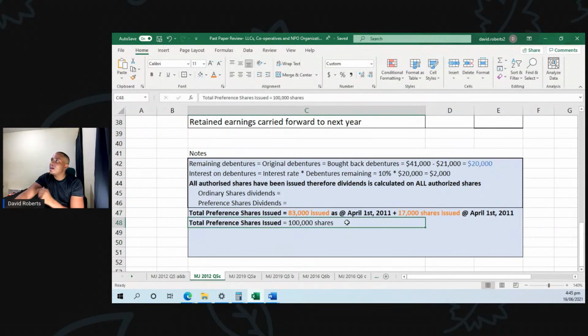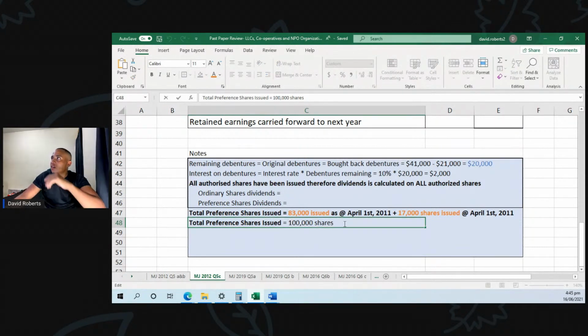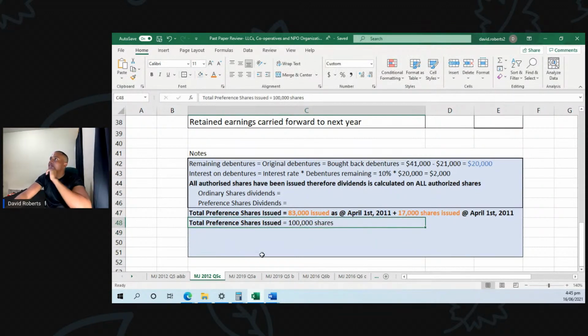And so therefore we have to give out dividends on 100,000 shares. So you have to include all. That's correct, because they were issued. So if it's issued, you have to pay dividends to them. If it's authorized only and not issued, there are no dividends.